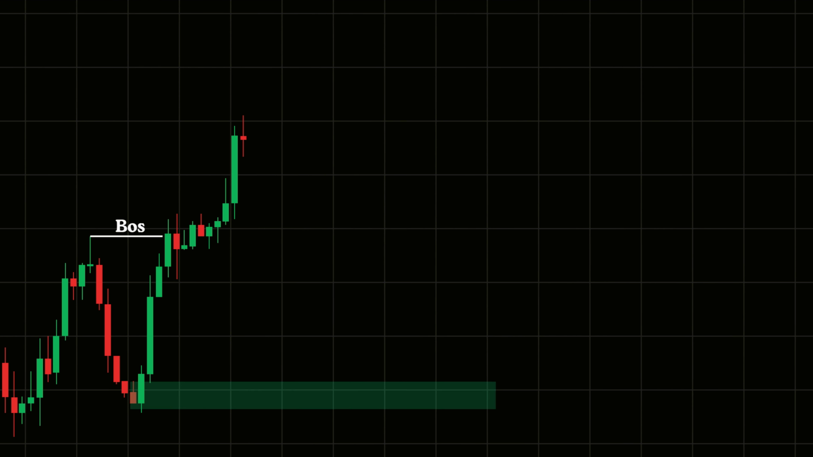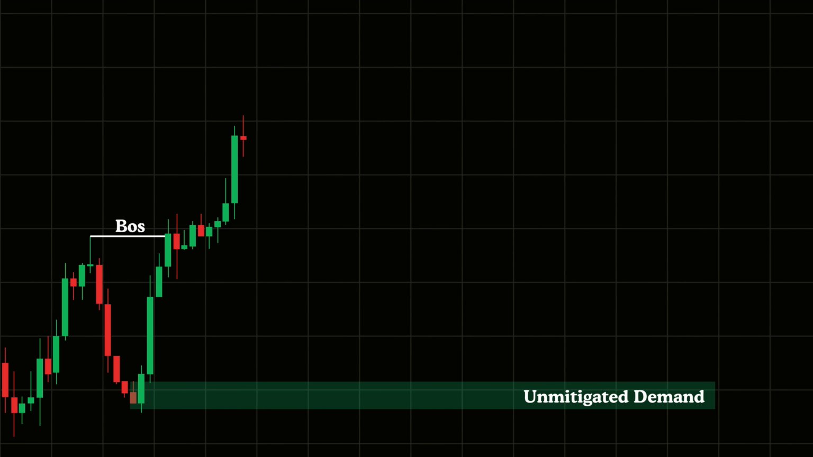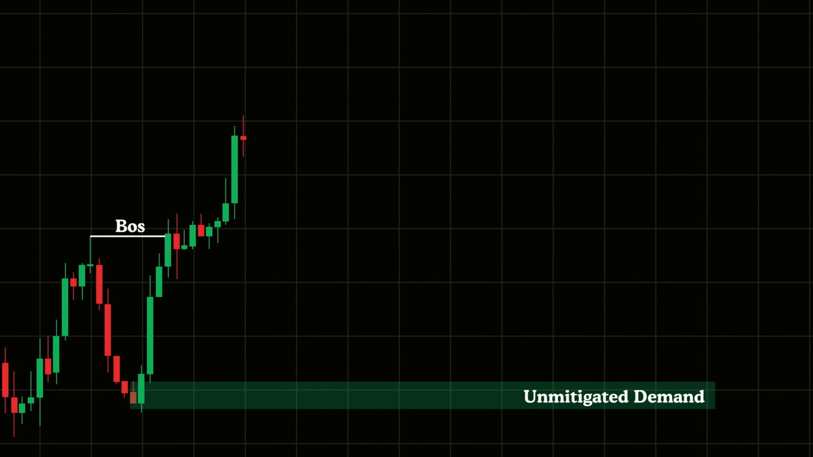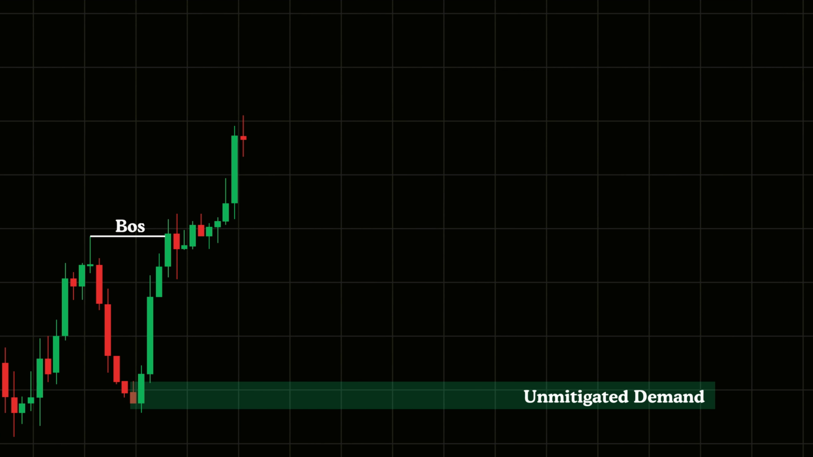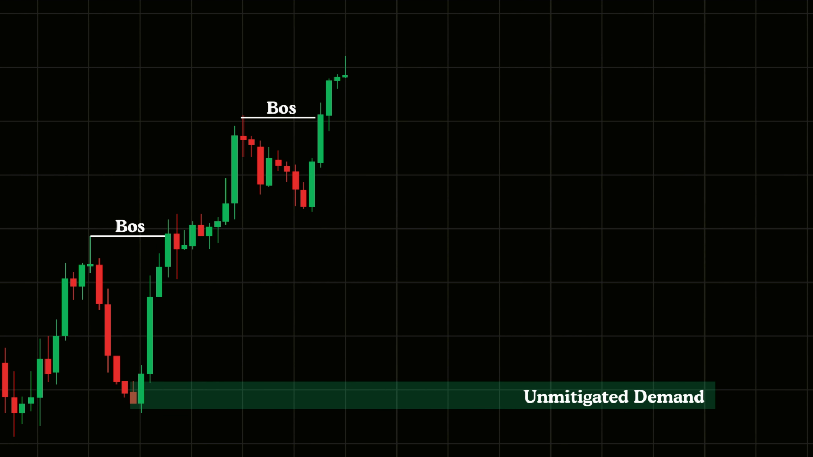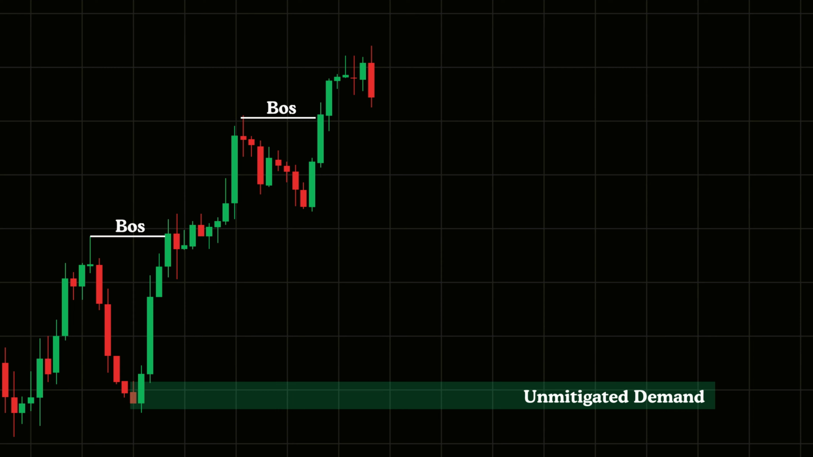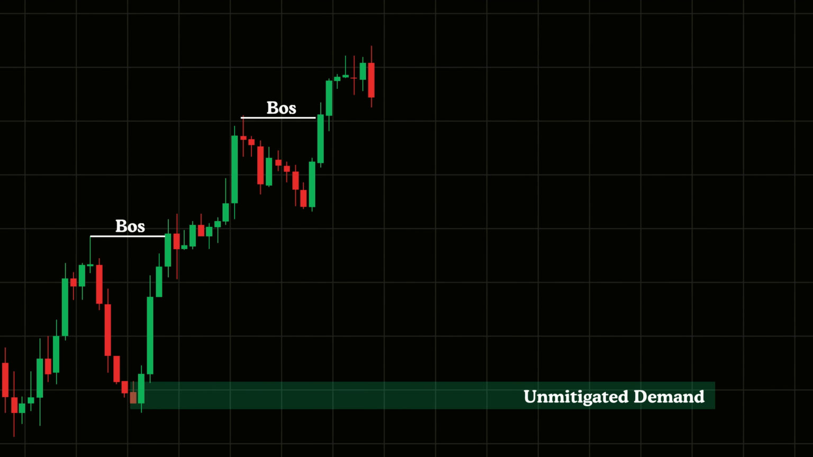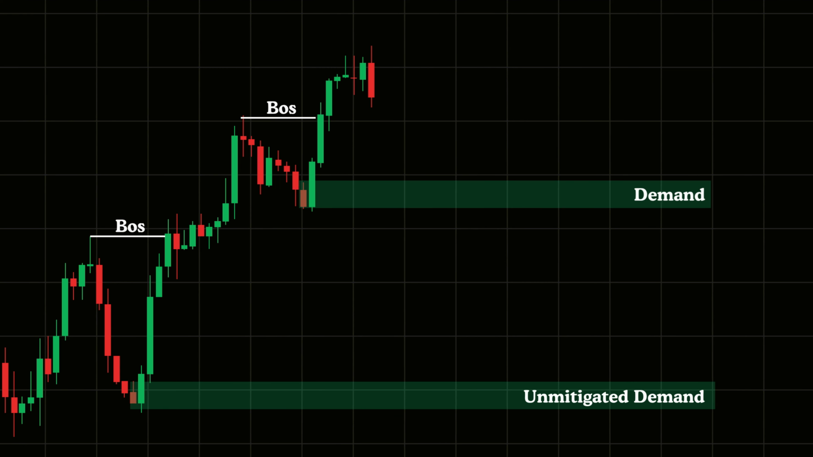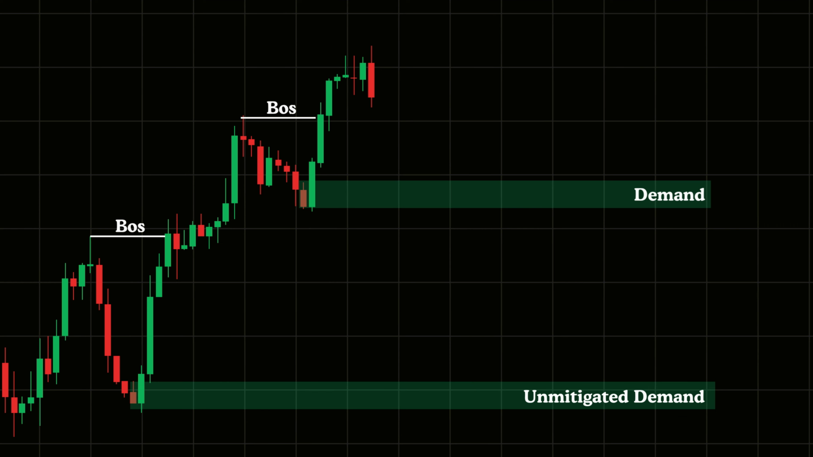In this scenario, we observe move 1, 2, and 3 breaking above previous market structure, signaling that demand holds the upper hand. An unmitigated demand zone has formed and is likely to serve as support once price revisits that level. Following a brief retracement, the price again pushes upward, breaking the previous high with imbalance, resulting in the formation of another strong demand zone.